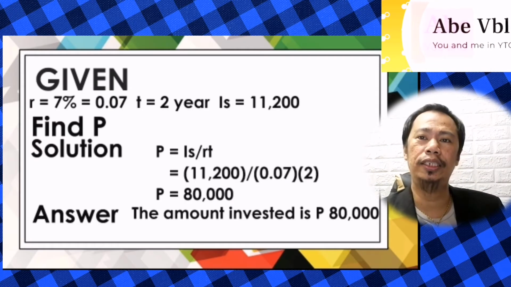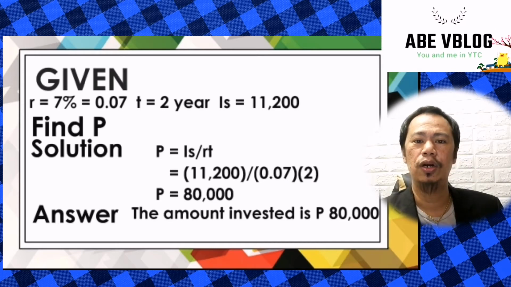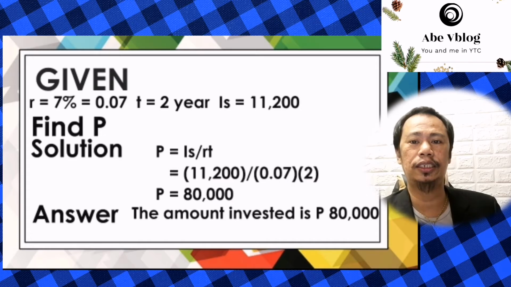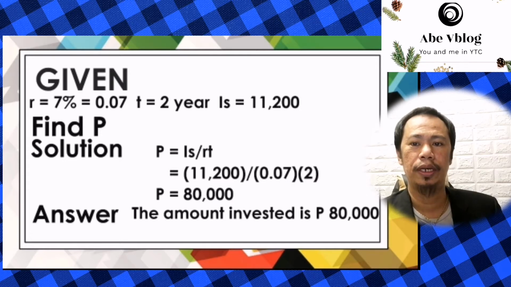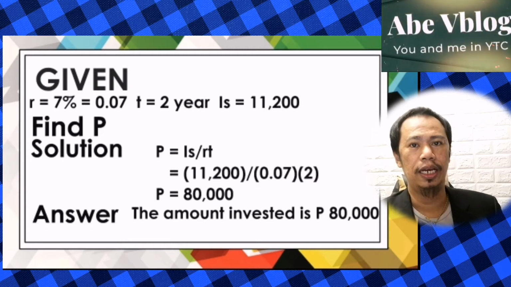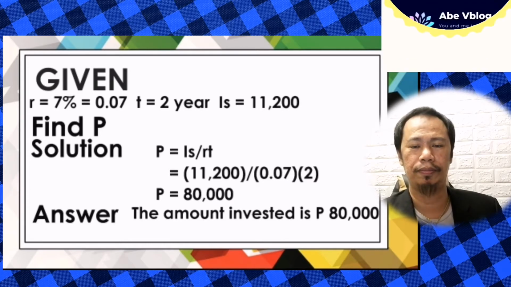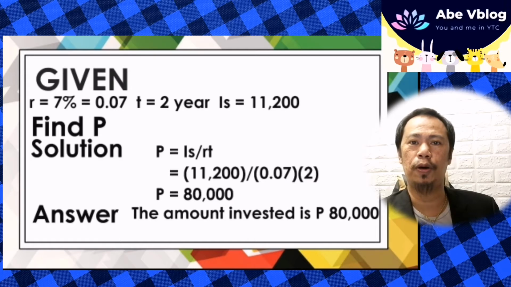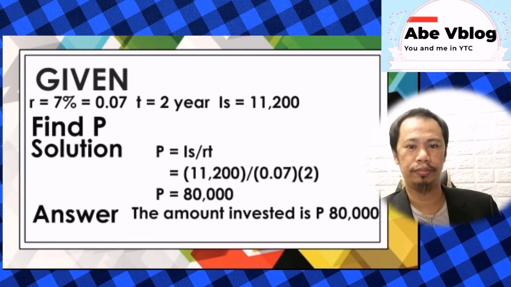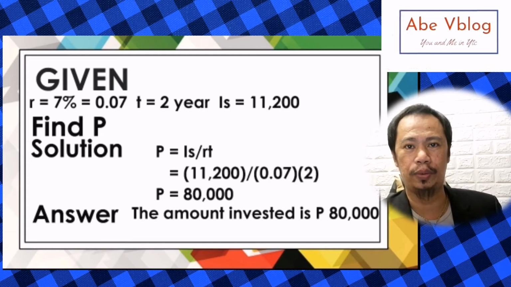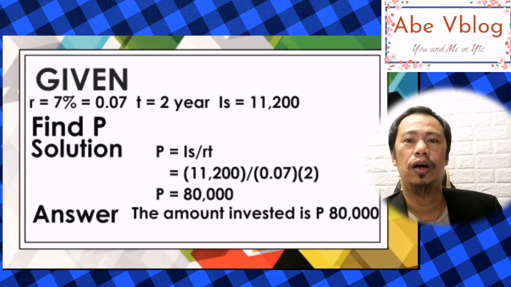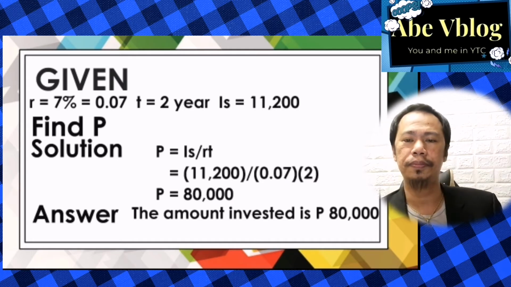Given R is equal to 7% or 0.07. The T is 2 years. And the simple interest is 11,200. So we are asked to solve for the principal amount. So P is the unknown. The solution or the formula that we're going to use is P is equal to IS over RT.